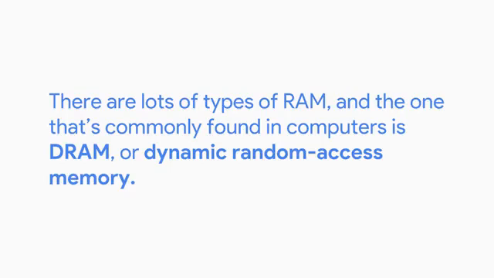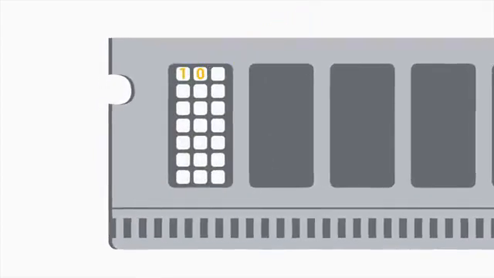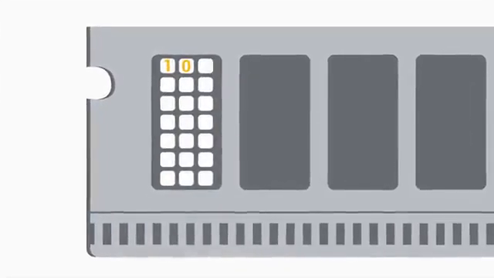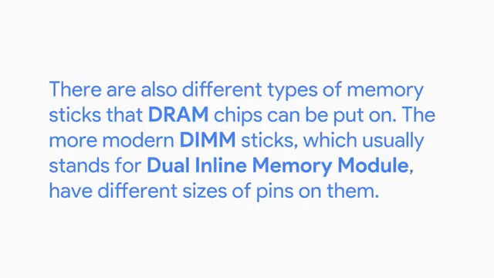There are lots of types of RAM, and the one that's commonly found in computers is DRAM, or Dynamic Random Access Memory. When a 1 or a 0 is sent to DRAM, it stores each bit in a microscopic capacitor. This is either charged or discharged, represented by 1 or a 0. These semiconductors are put into chips that are on the RAM and store our data.